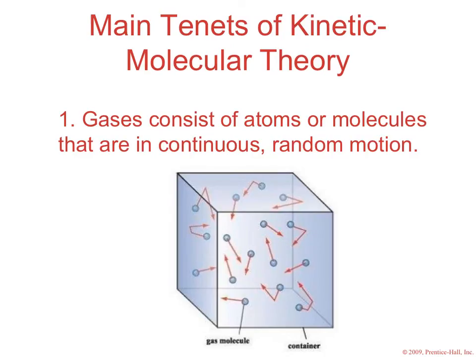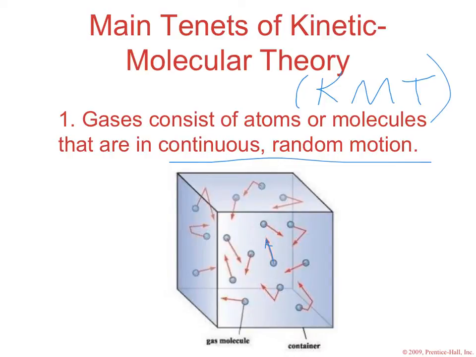So here are the main parts of the kinetic molecular theory. And again, that's often abbreviated KMT, just so if you see that you have an idea what it is. These typically are multiple choice questions on your exam, so it's good to be familiar with each of the parts. The first part is that gases consist of atoms or molecules that are in continuous random motion. So all of these lines or vectors in all different directions are supposed to be showing random motion.